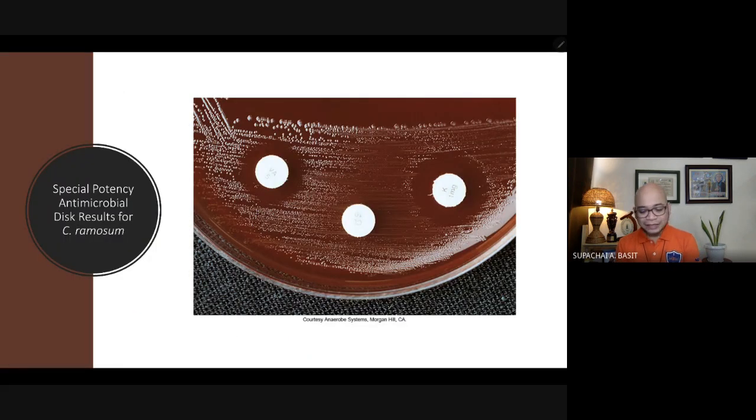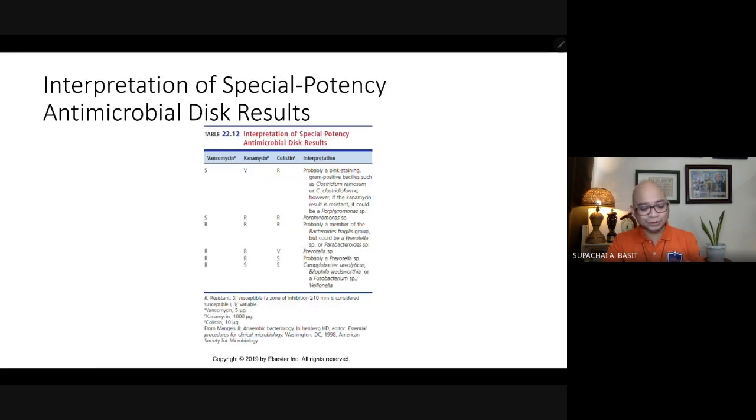Okay, so here's an example of a kanamycin disc that is positive because of the presence of the zone of inhibition. This is the vancomycin disc that is positive because of the presence of zone of inhibition. And then this is the colistin disc that is considered to be resistant because there is no zone of inhibition. Okay, so this is an example of the special potency antimicrobial disc results for Clostridium ramosum.